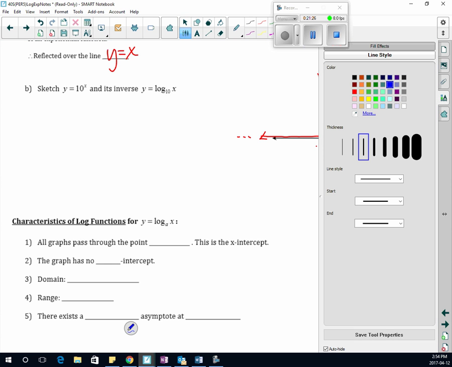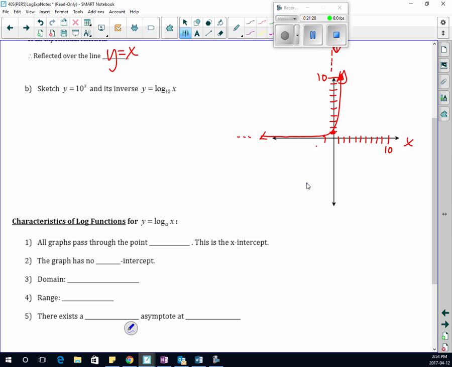Again, to do the inverse, we can reflect it over y equals x, or we can switch the x and the y around. So 0, 1 becomes 1, 0. 1, 10 becomes 10, 1. Negative 1, a tenth, becomes a tenth, negative 1. Sorry, I said that wrong. So you can see it goes like this.